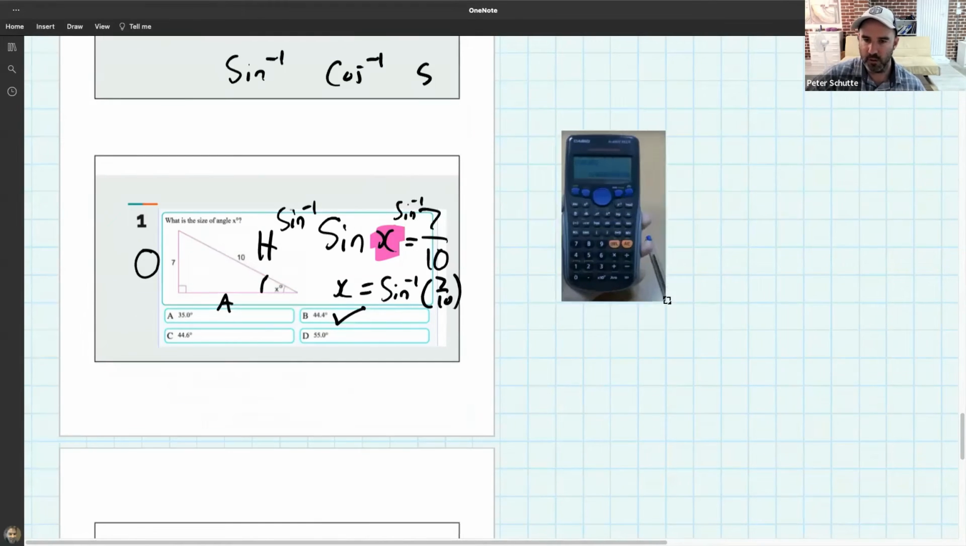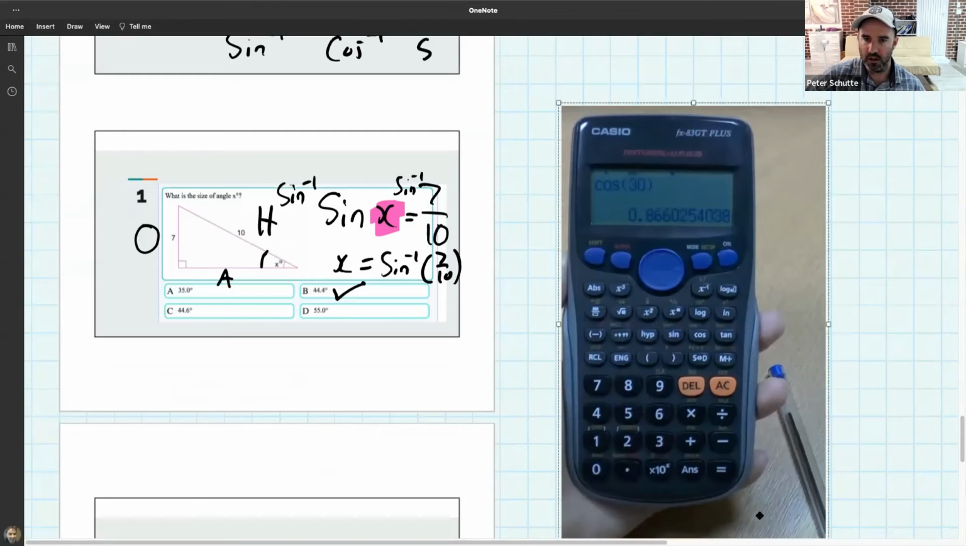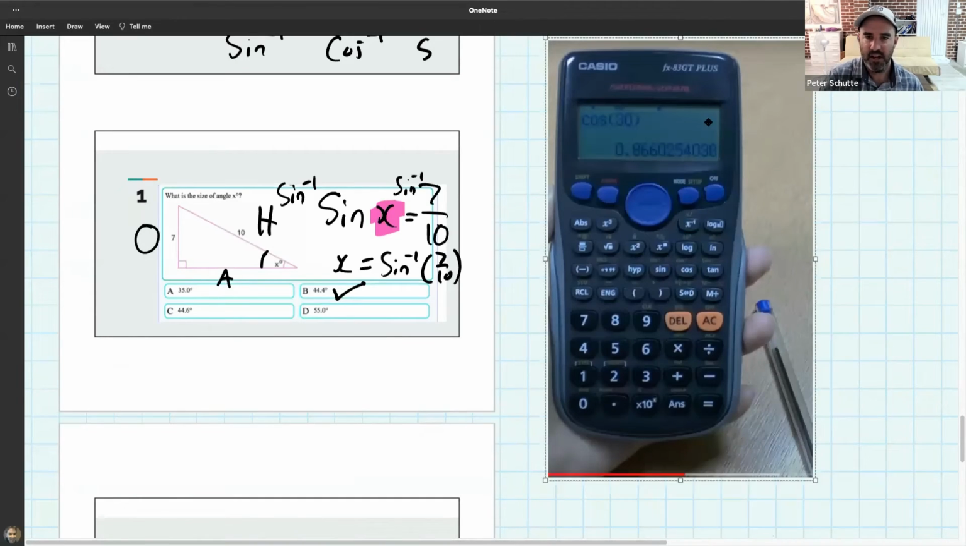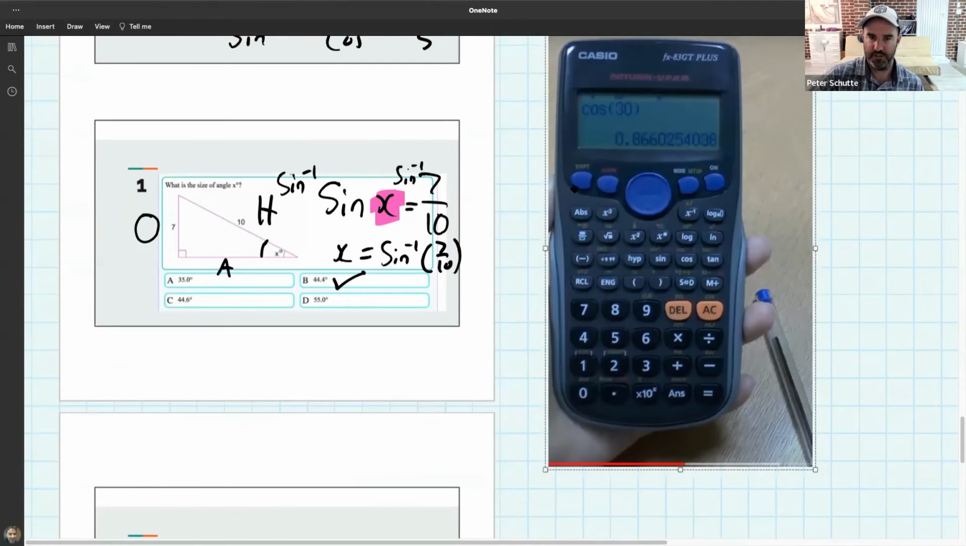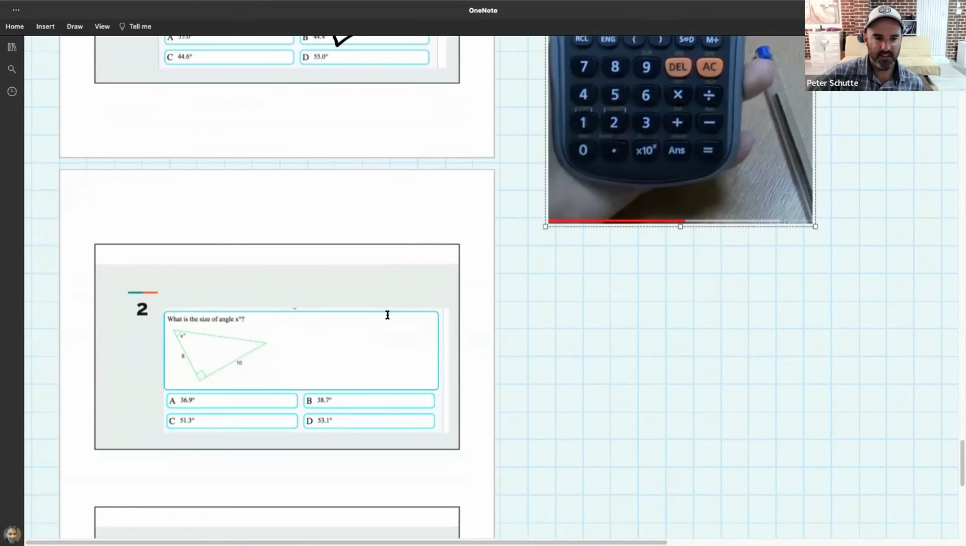So basically, if you have your calculator, in this case, it's doing normal cos. I want to see you go shift cos, or shift sine 7/10. So shift, and you'll see there's a yellow thing to give you -1, and then you type in the ratio of the sides. So let's see if you can do this.